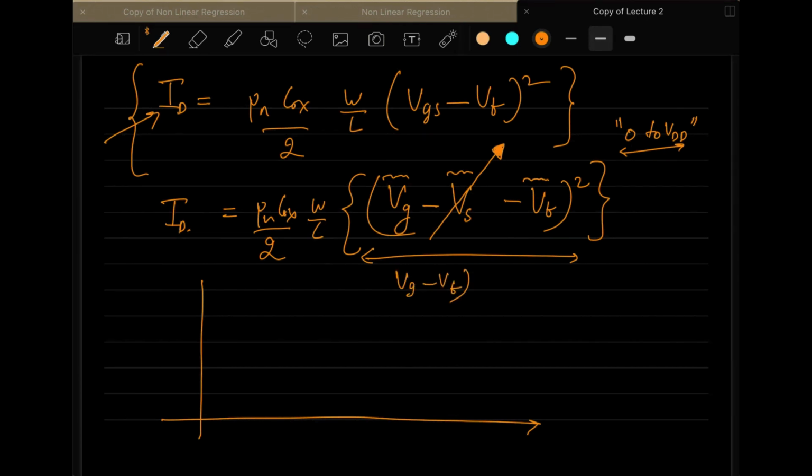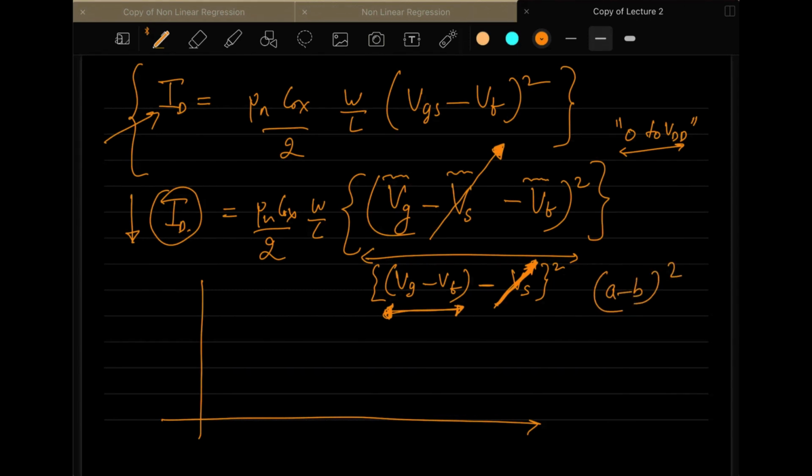Vg minus Vt is one term, and then you have the source voltage as a second term. If you are increasing this, then you are subtracting more from this voltage, which is a constant. So what will happen? Your drain current will go down because you are subtracting something. If you increase b and keep a constant, then a minus b will go down, and a minus b whole square will go down.